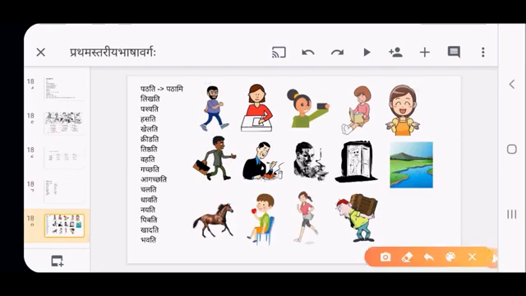So here, looking at the picture, we will have to identify the right Kriyapada here, and also change it to the Uttama Purusha or Aham format. So Pathati becomes Pathami, right? Okay, so use this one.